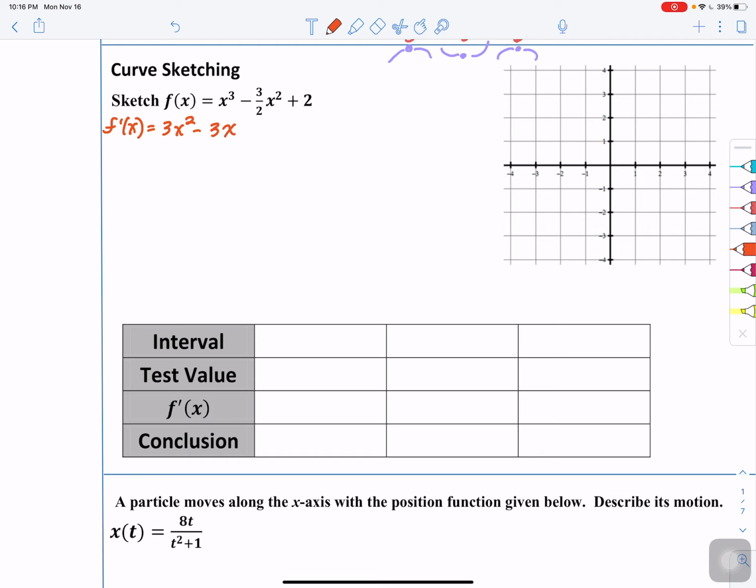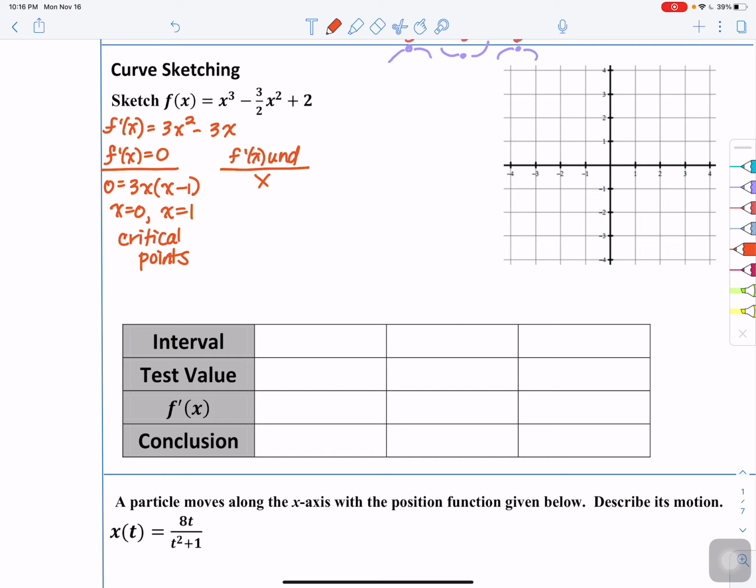So we're looking for critical points. So that's where the derivative is equal to 0 and the derivative is undefined. Now, again, we have a polynomial. We have no place that this first derivative is undefined. Let's set this equal to 0. Go ahead and factor while we're here. And we can see that we have x equal to 0 and x equal to 1. So those are our two critical points.